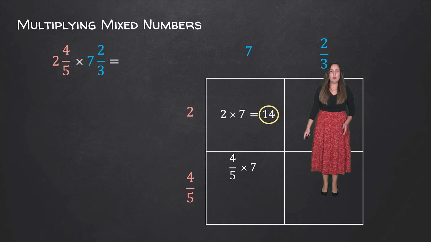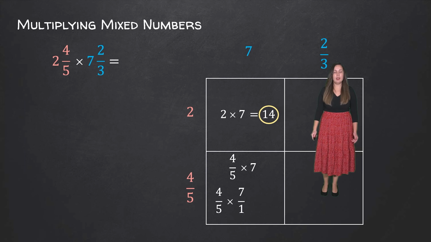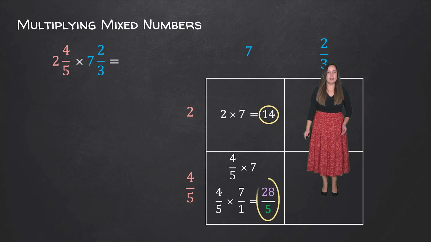Now, before we multiply, we have to write 7 in fraction form as 7 over 1. Then we're going to go ahead and multiply our numerators. 4 times 7 is equal to 28, and then we multiply our denominators, so 5 times 1 is equal to 5. And then go ahead and circle that answer.